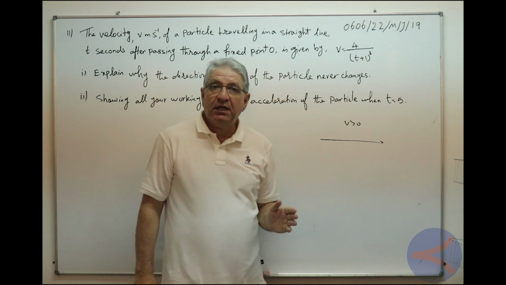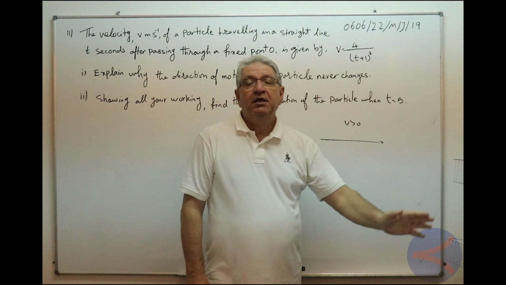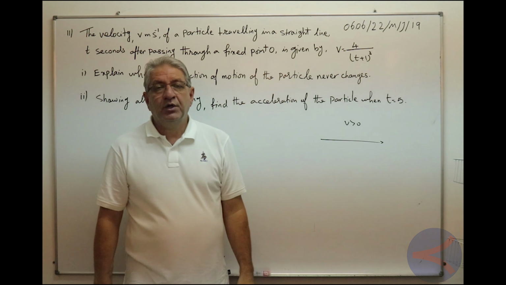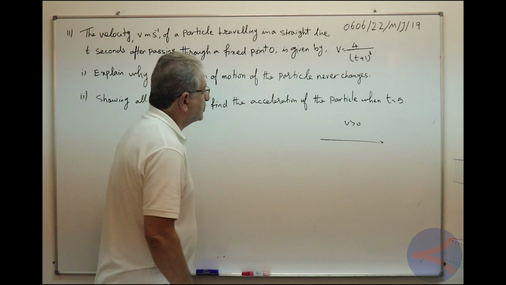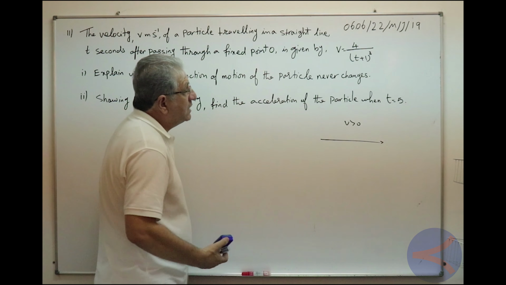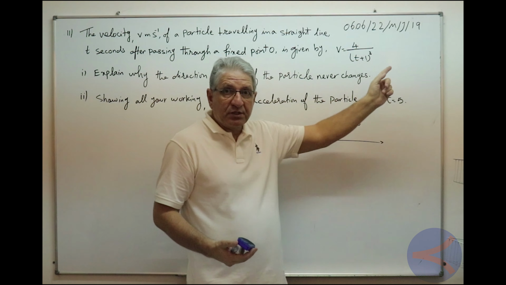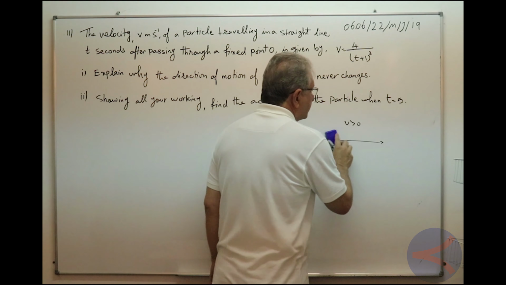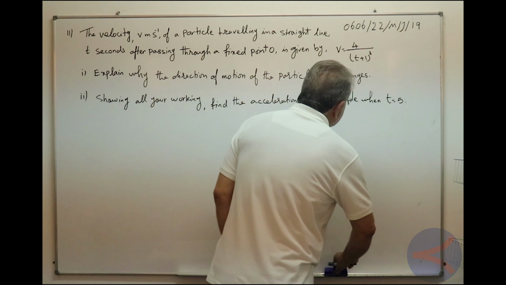Therefore, the particle is always moving in one direction. It cannot go back. Therefore, this is the first part of the question. You can write: since v is always positive, the particle moves in one direction. This is the answer for the first part. Now let us see what the second part is.